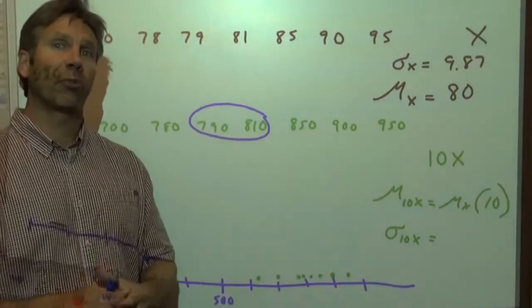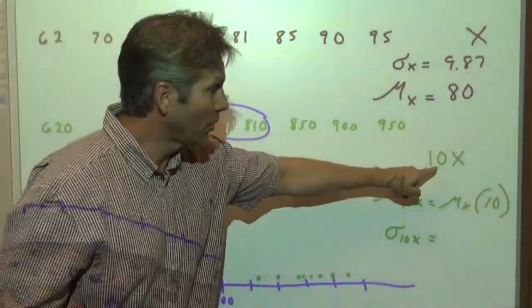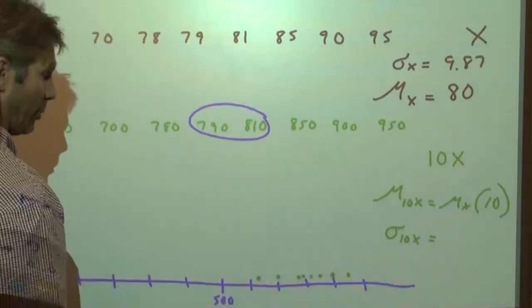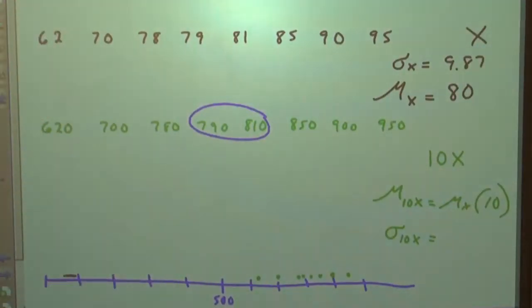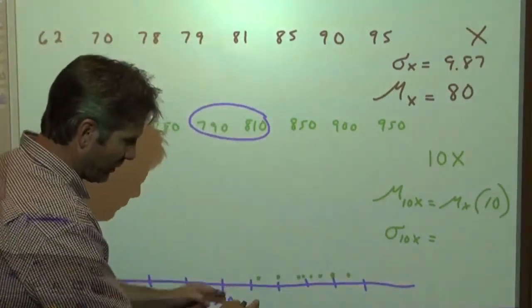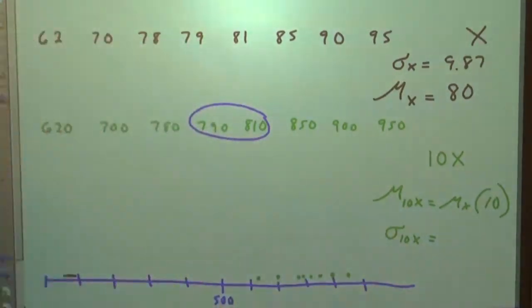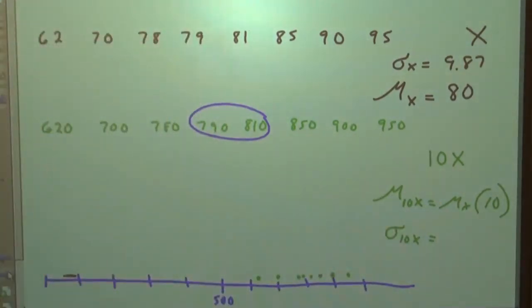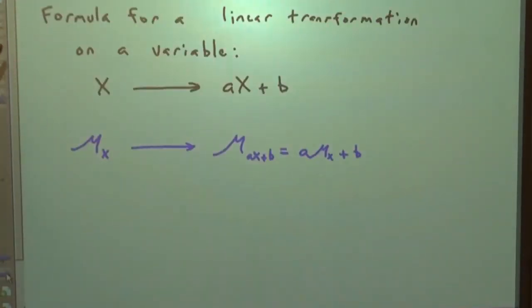So the measures of spread will change when you have a multiplier on all the scores that make up that variable. Now check it out, you can see it on a dot plot. See this? These are all the transformed scores that are spread out between 620 and 950. But the original scores are spread out between 62 and 95. So not much spread there, 10 times as much spread here. If we keep that in mind, we can come up with a formula for linear transformations.